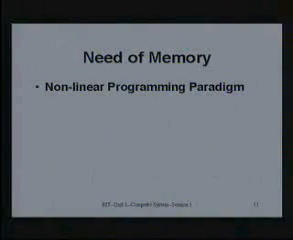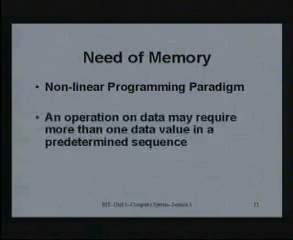There are basically three reasons for having memory in the computer system. The first one is that we are dealing with a non-linear programming paradigm, and I have already given an example for that. The second one is that an operation on data may require more than one data value in a predetermined or predefined sequence. That means we need not take just one data value, but a series of data values which are to be stored in some sort of temporary storage, so that at the time of execution there are no delays and everything can be specified at that same moment.